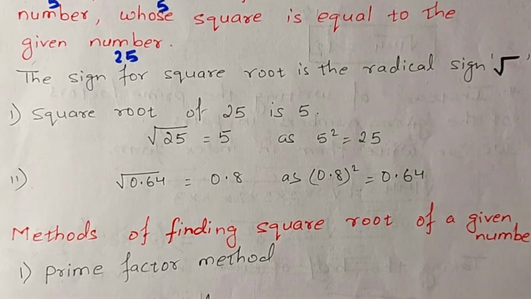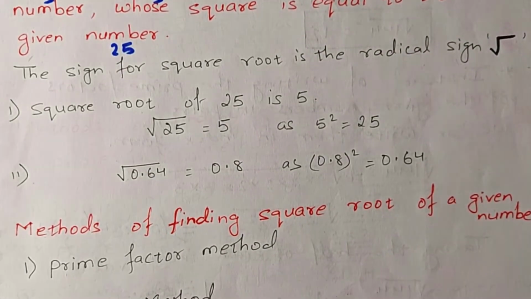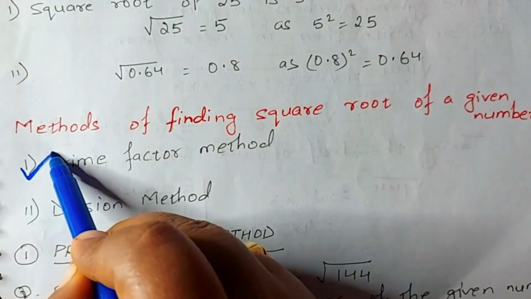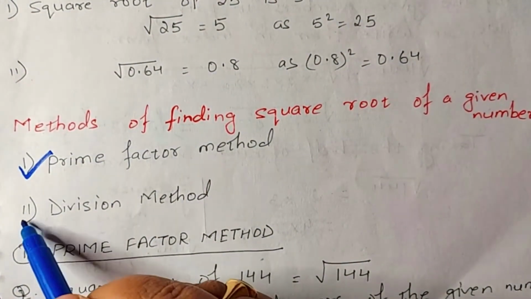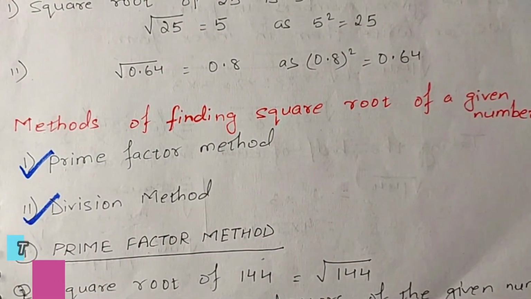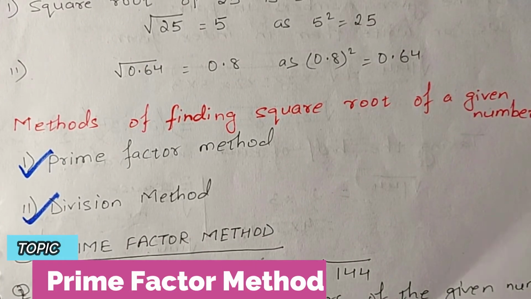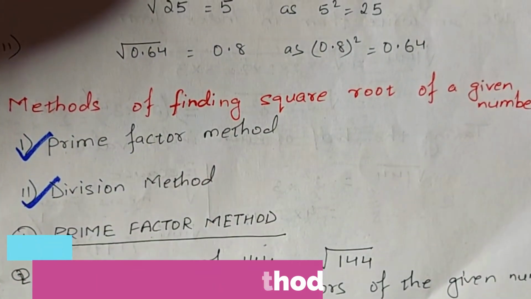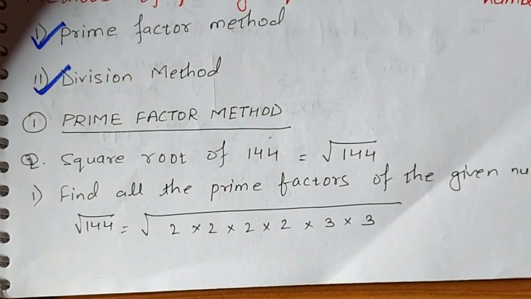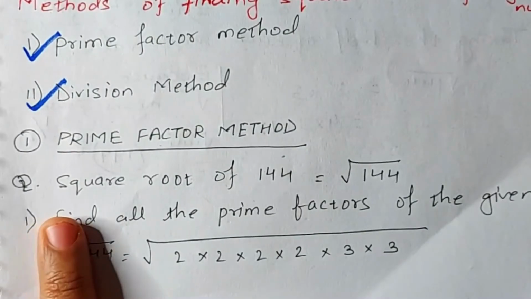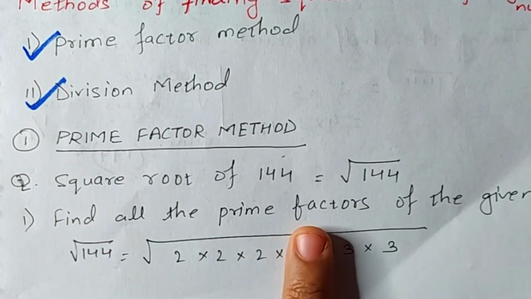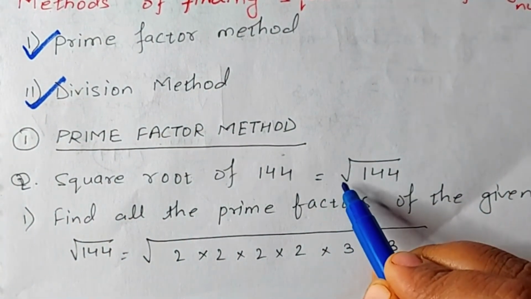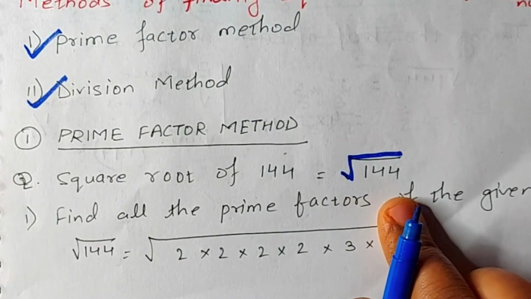There are two methods to find square root of any number. First is prime factor method and second is division method. Let's discuss the first method, prime factor method. In the prime factor method, we first find the prime factors of the given number. Let's see the example. First question is, find the square root of 144. So, we will give the square root sign, square root of 144.